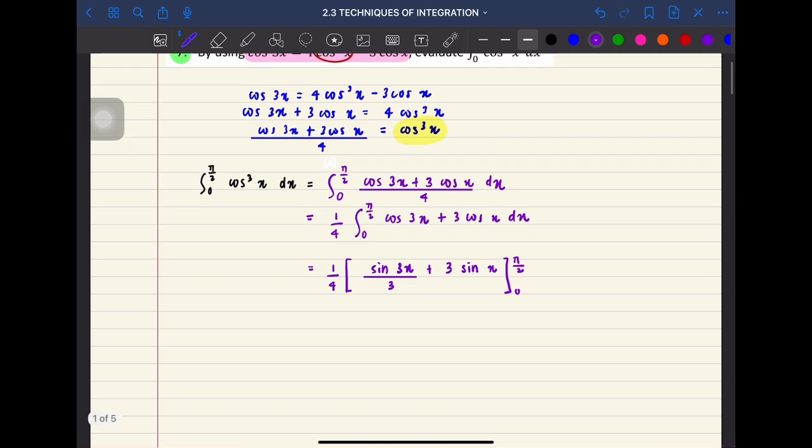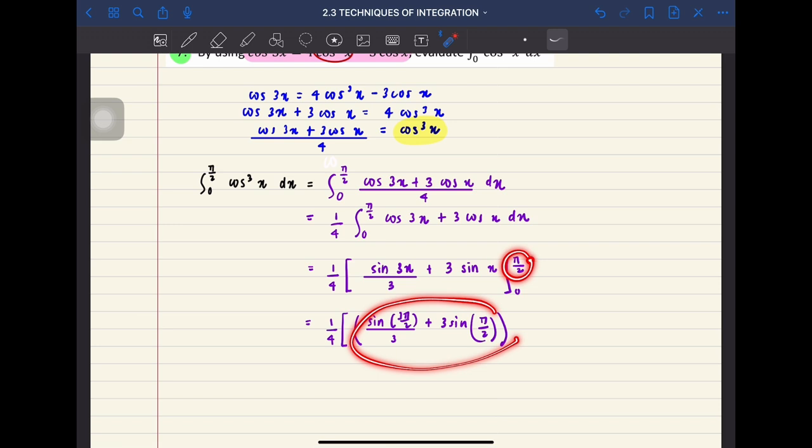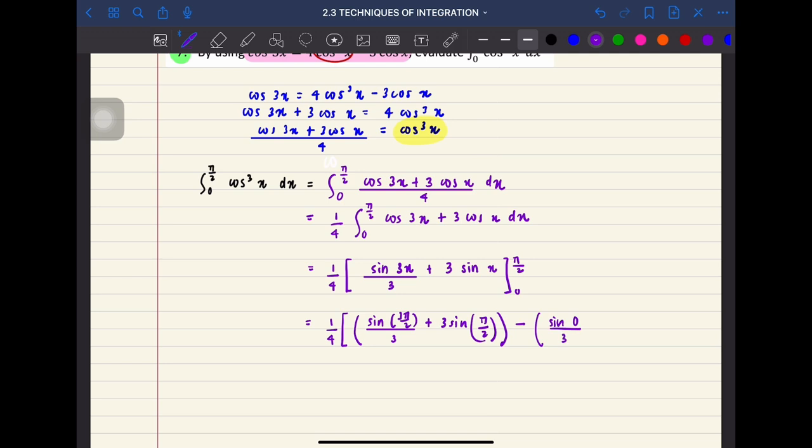Now we just need to substitute our upper limit first, which is pi over 2. So sine 3 pi over 2 divided by 3 plus 3 sine pi over 2. This is your upper limit. And then you just need to minus. Now you substitute your lower limit, sine 0 over 3 plus 3 sine 0.